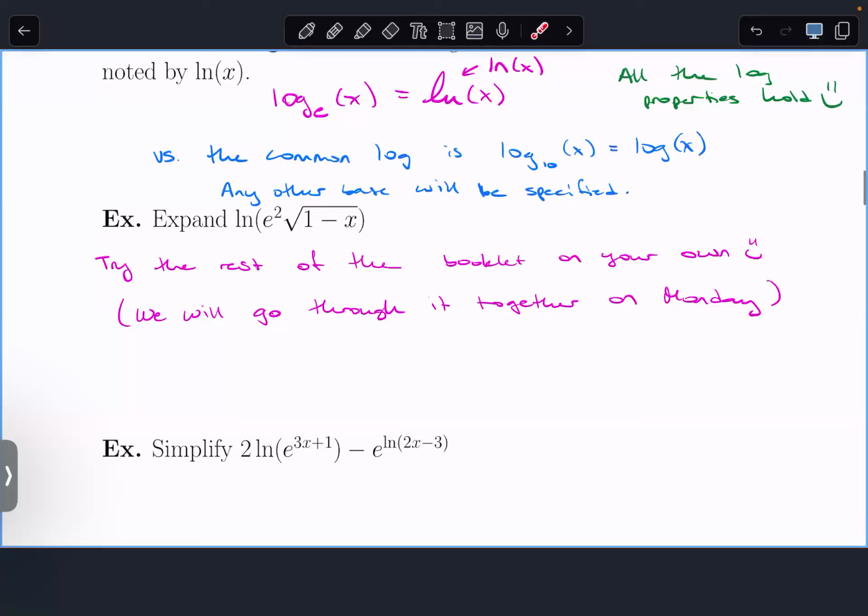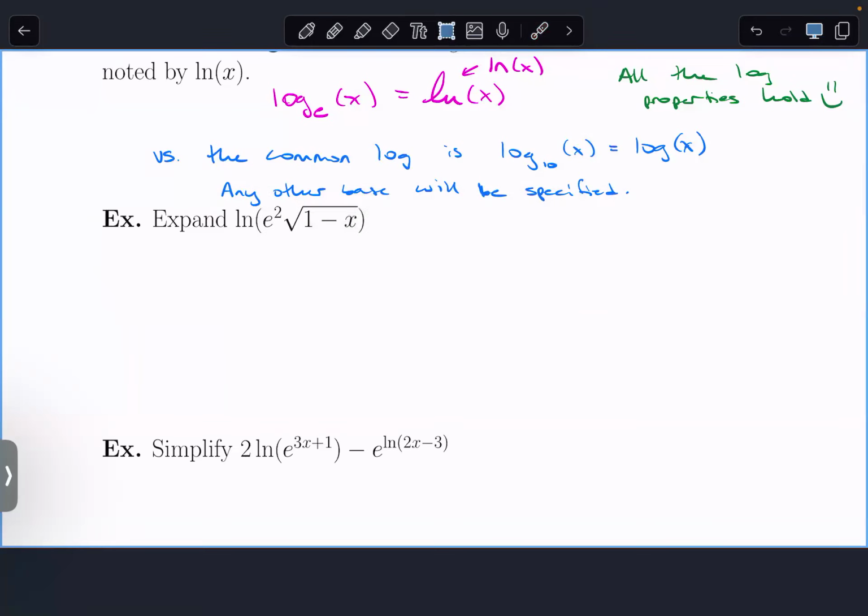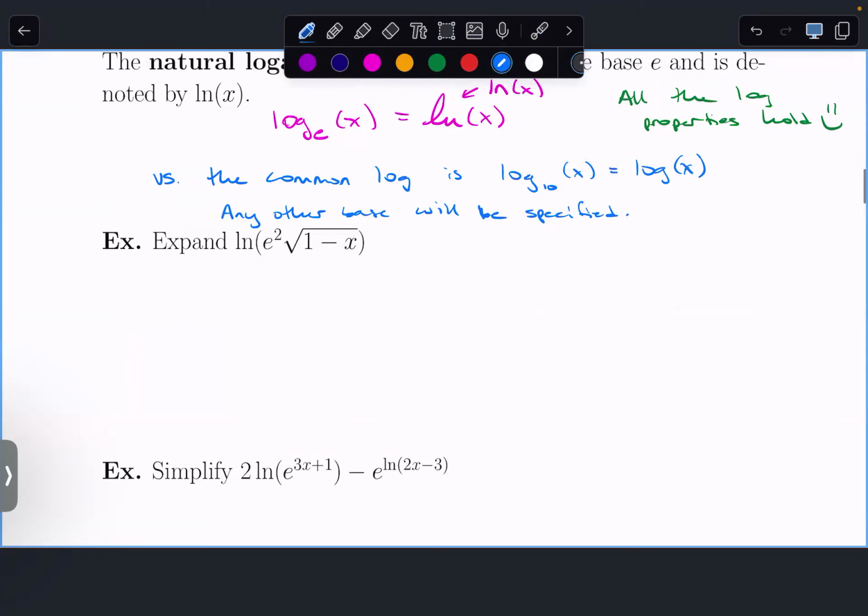And then at the end of the day on Friday, we said, try the rest of the booklet on your own, and then we'll go through it on Monday. And here we are on Monday, ready to go through it. If you need a copy of the formula sheet, I have copies up here which have the log laws and exponent laws on it. So that might be helpful.